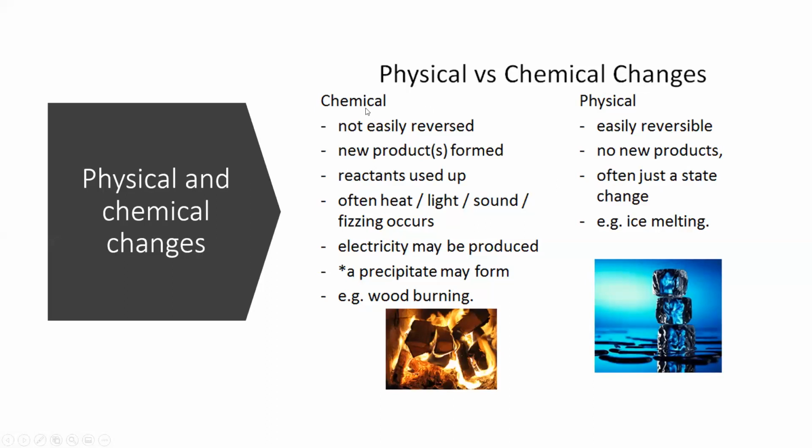In a chemical change, we cannot go back very easily. And we always have new products. Sometimes the reactants are used up during the reaction. And generally we have heat, light, sound, or a gas that is released. Sometimes we produce electricity, sometimes a precipitate is formed.